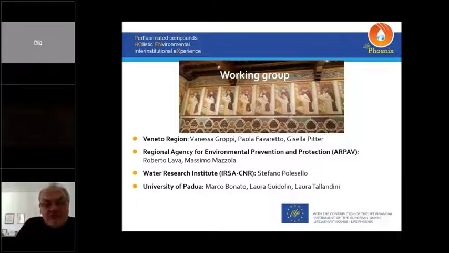Yes, the working group is composed of people from Regione Veneto, from the regional agency of environmental prevention and protection, and also from the research part of the group, that is our institute, the Water Research Institute, and the University of Padua. So we bring together institutional people and research people. That's the key point of this LIFE project, also the key point of this guideline, and also of the architecture of the governance of the problem.